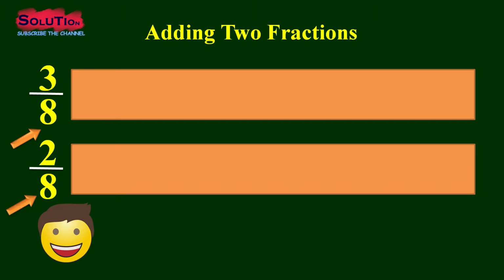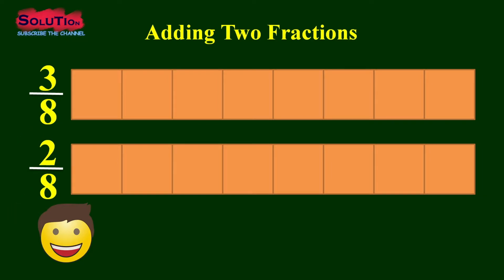Clearly in the denominator we have 8. So what we'll do, we'll divide these two identical blocks into 8 equal parts. So these are the 8 equal parts. And out of this, in the first fraction we have 3 in the numerator. So I'll be coloring 3 parts in the top, and below we have 2 parts, so I'll be coloring 2 parts.